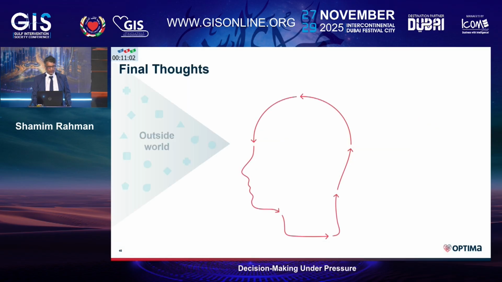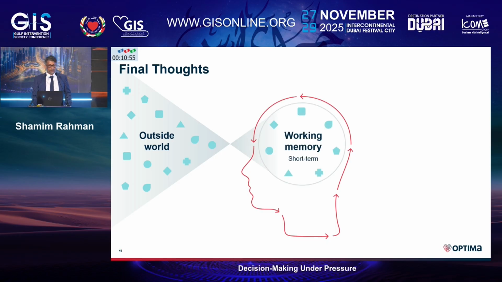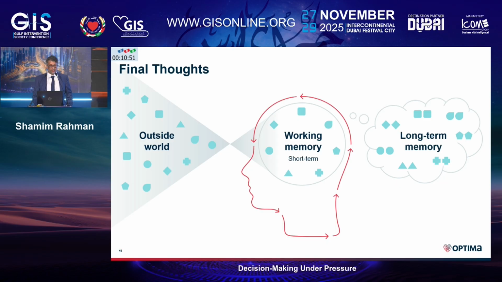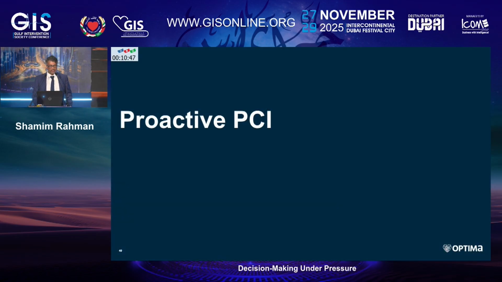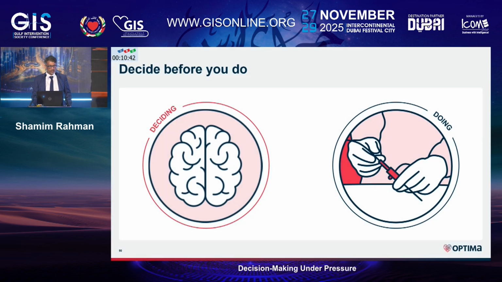So here are some final thoughts. There is lots of information that we are open to. We've got to find a way to process these, and by separating thinking, deciding, away from doing with your hands is how to get a better outcome for your patients. And that's where the concept of proactive PCI comes.